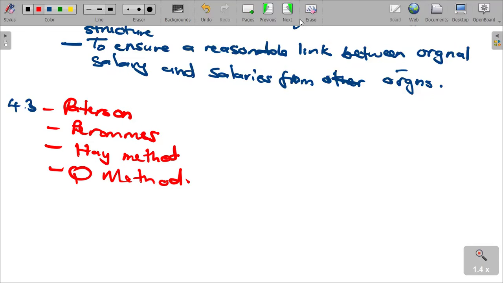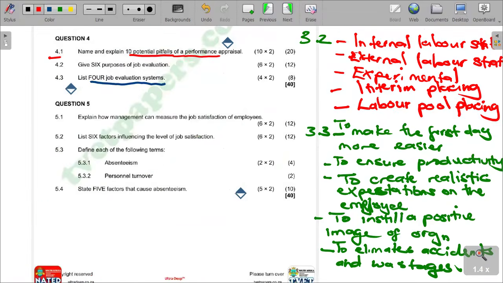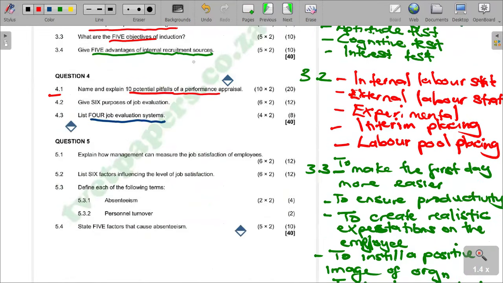Right. Okay, let's move on to question 5. Question 5 says, explain how management can ensure the job satisfaction of employees. How can management measure the job satisfaction of employees?